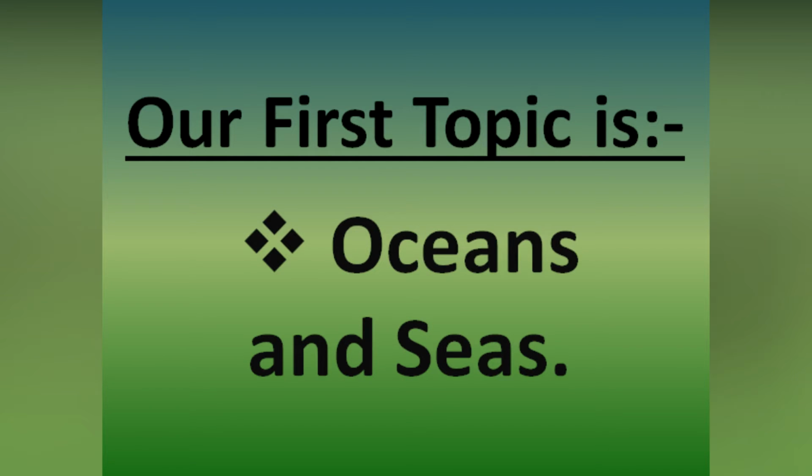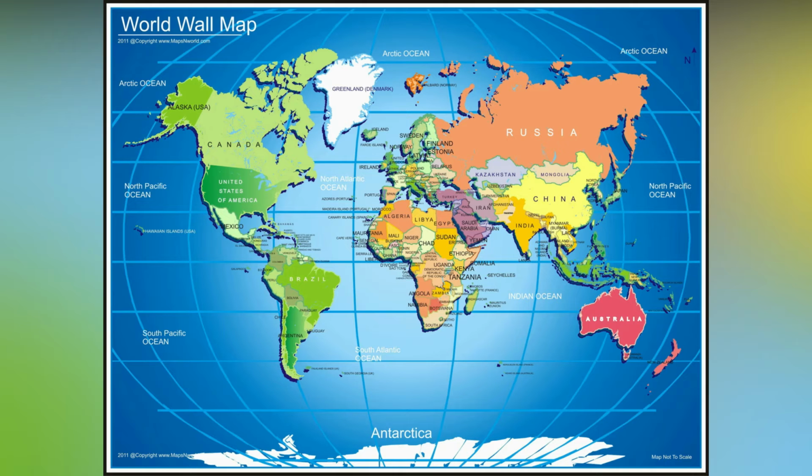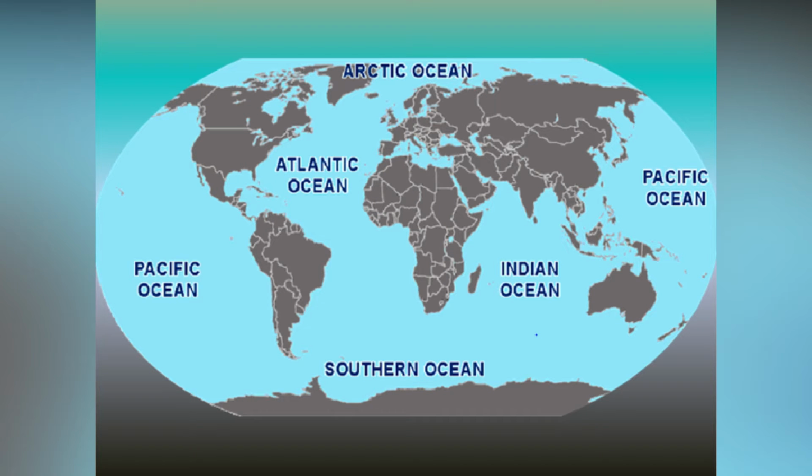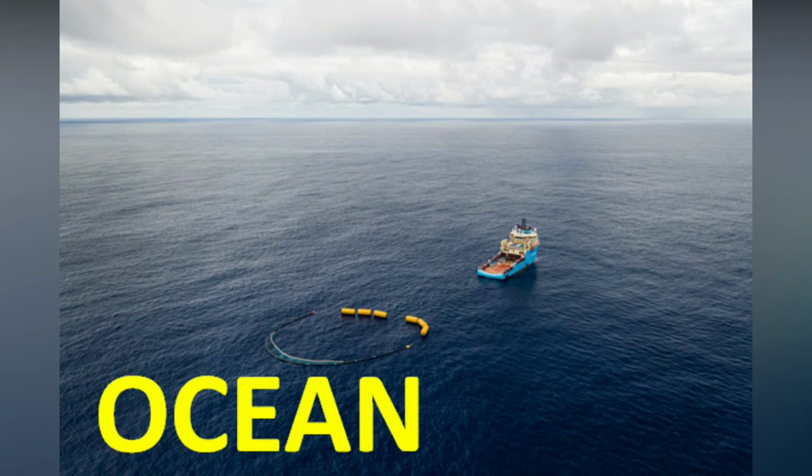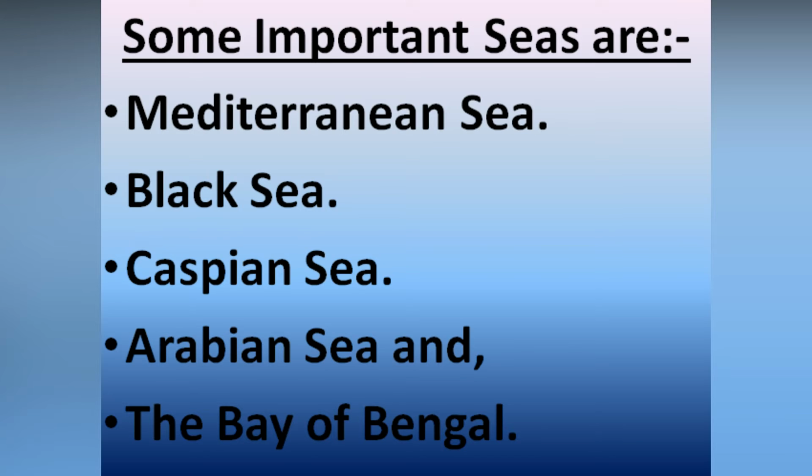Now, let us discuss our first topic, oceans and seas. If you carefully examine the globe, you will see the large areas of blue indicate the water bodies called oceans. There are five major oceans, namely the Pacific Ocean, the Atlantic Ocean, Indian Ocean, Antarctic Ocean, and Arctic Ocean. Seas are smaller than oceans. Some important seas are the Mediterranean Sea, Black Sea, Caspian Sea, Arabian Sea, and the Bay of Bengal.